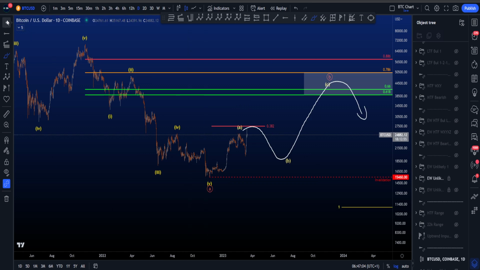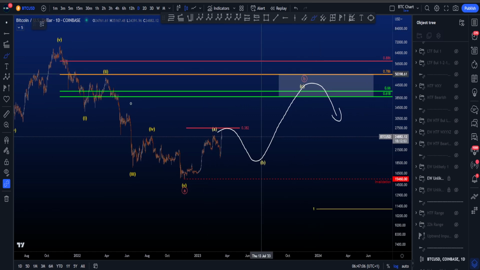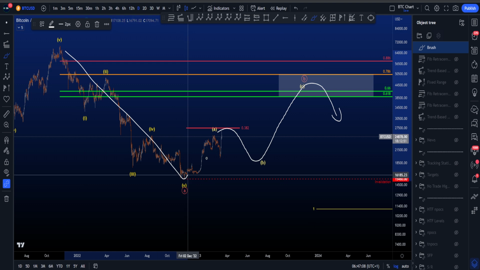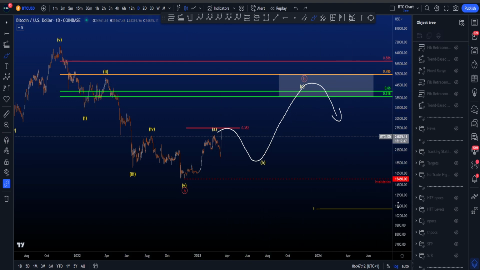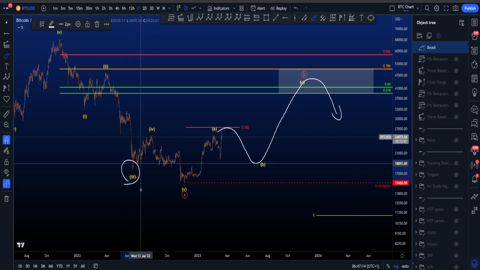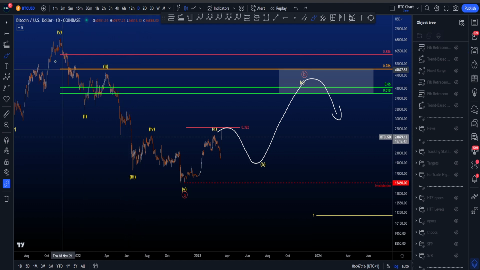The second scenario I like to show you is that wave A is already in, so we have a 5-wave structure. We're now working on a 3-wave structure before another 5 to the downside. But again, wave 3 did not reach wave 3 targets. Instead, it is more likely this is an ABC.